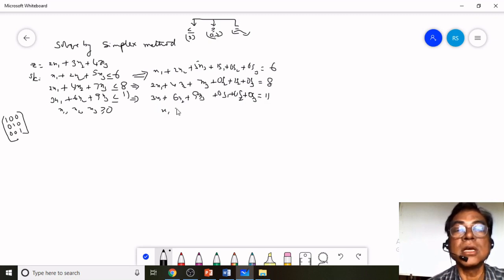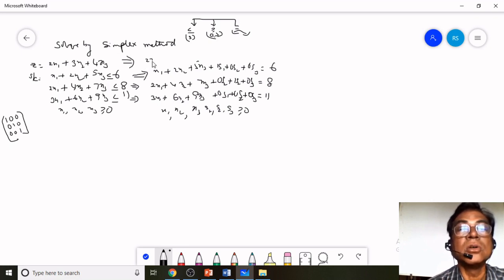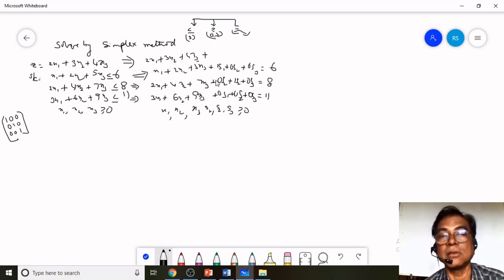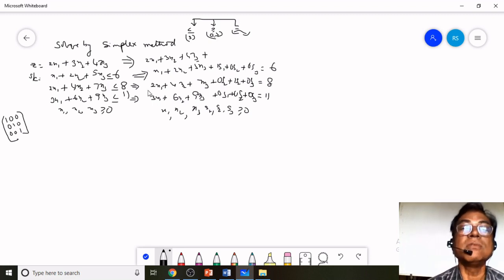Now x1, x2, x3 and the slack variables, S3 greater than or equal to 0. There is no artificial variable, so you have to show only slack variables. But the last point, please convert into the objective function value. So how to convert the objective function? 2x1 plus 3x2 plus 4x3. It is only slack variables. The value of the slack variables in the objective function is always equal to 0. So 0s1 plus 0s2 plus 0s3.